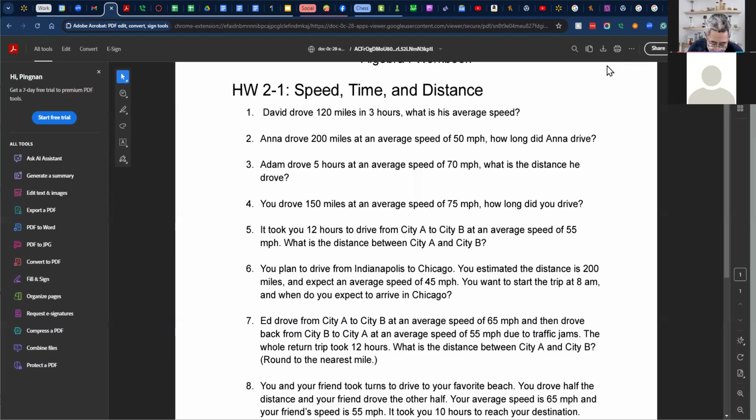Yep, very good. Let's do number six. You plan to drive from Indianapolis to Chicago. You estimated the distance is 200 miles, and you expected the average speed of 45 miles per hour. Now you want to start the trip at 8 a.m. And when do you expect to arrive in Chicago?